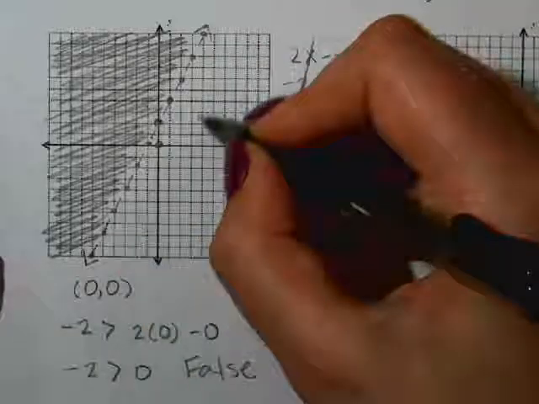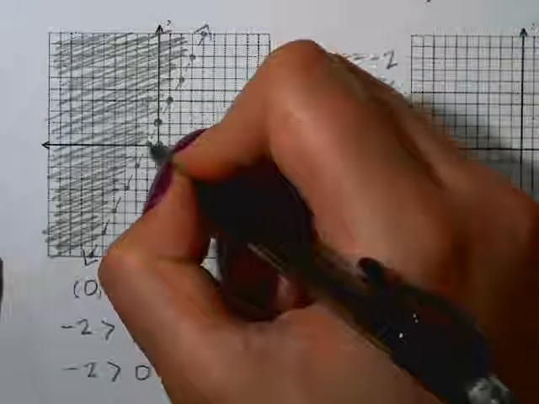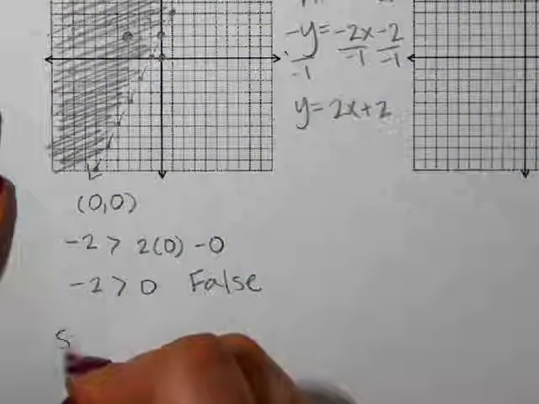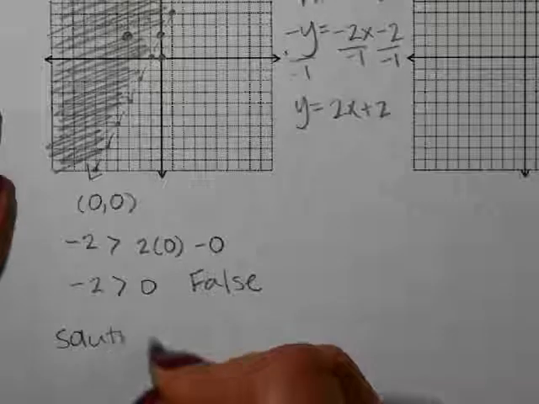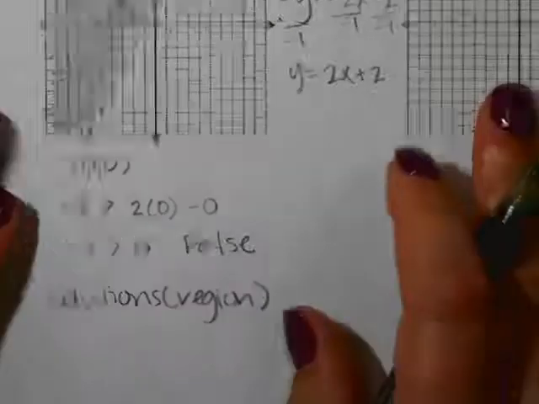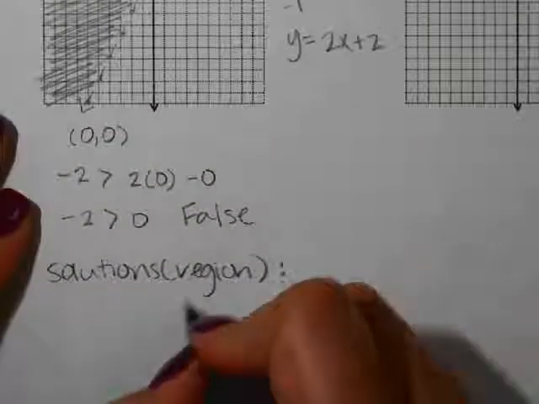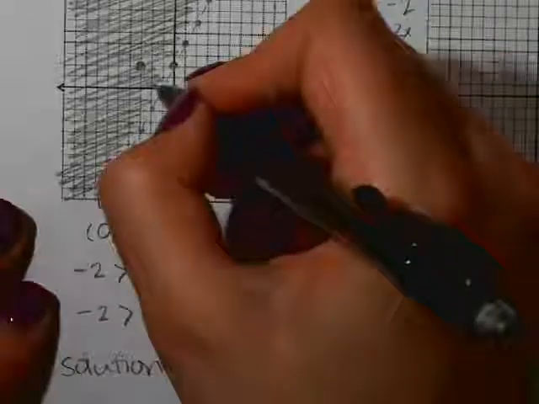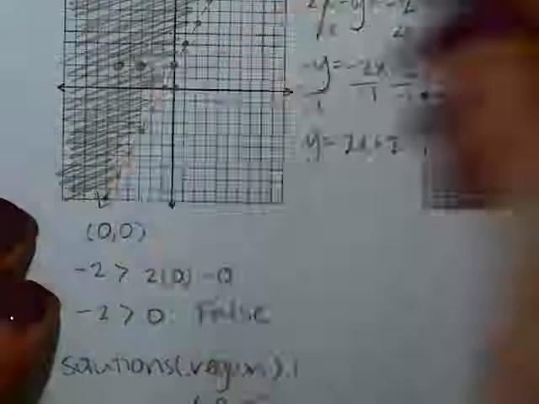3, 2's over here. Negative 3? Okay, so 1, 2, 3, negative 3, 2, that's a perfect solution. Okay, so I'm going to say solutions that are in the region. One example of that would be the point negative 3, 2. What's another example? Negative 4, 2. That's also in the shaded region.